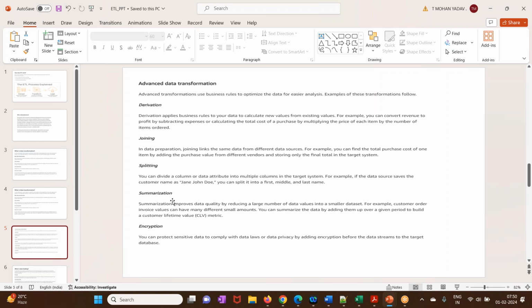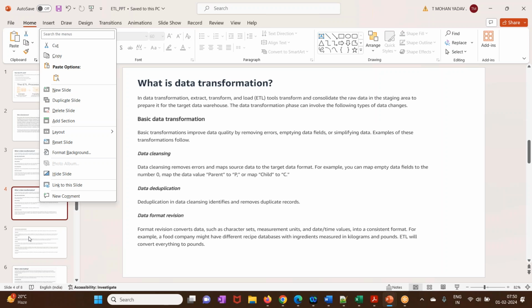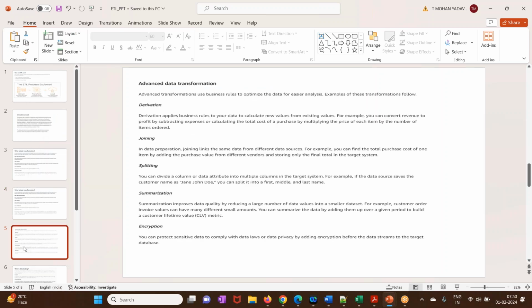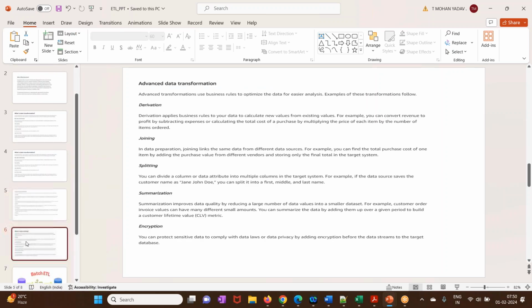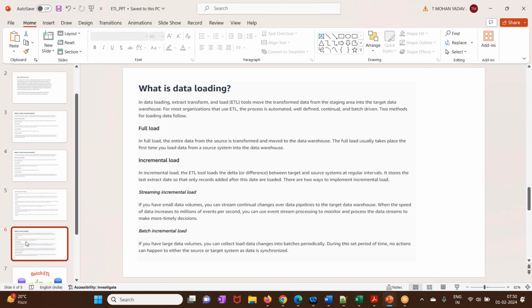It's called summarization. There could be some sensitive data where they need to perform encryption, to avoid exposing the data to everyone. These are the simple level and complex level transformations that the ETL guys perform. Okay, any doubts so far?